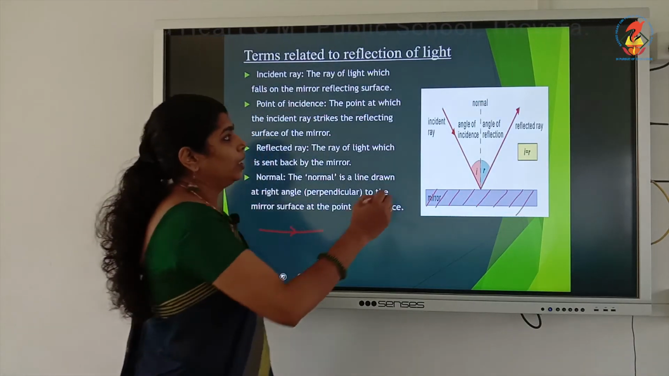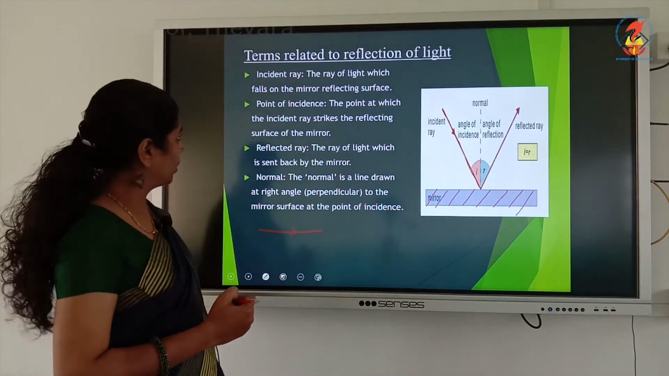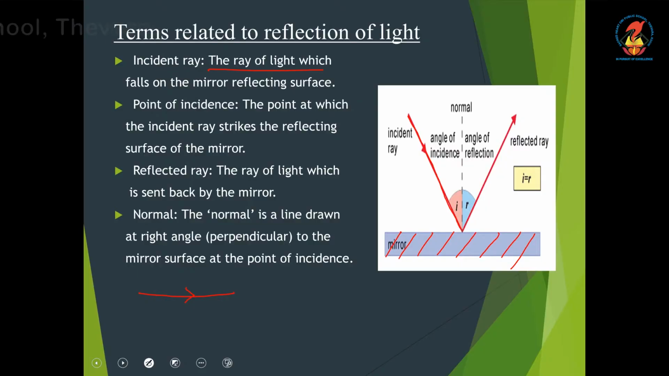This is the direction of the incident light ray, meaning the ray of light which falls on the mirror. That is the incident ray. The ray of light which falls on the mirror's reflecting surface is the incident ray.